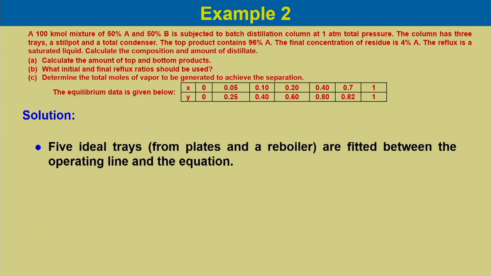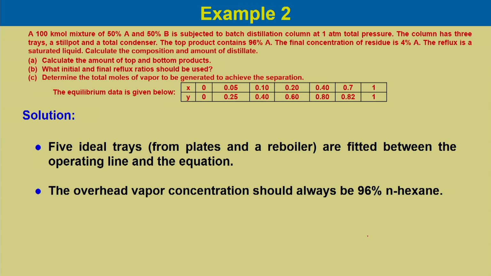So, there are 5 ideal trays from the plates and a reboiler, which is fitted between the operating line and the equilibrium line. So, you can see there are 3 trays, 1 still pot and 1 total condenser. So, the overhead vapor concentration should always be 96% N-hexane.